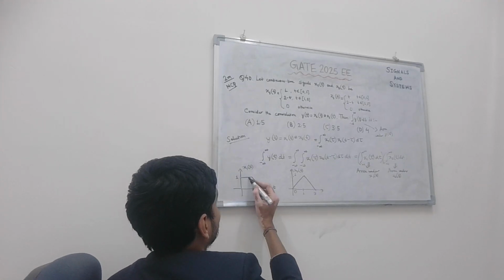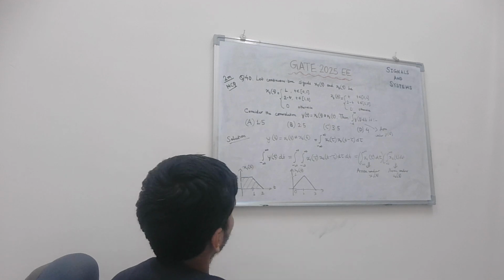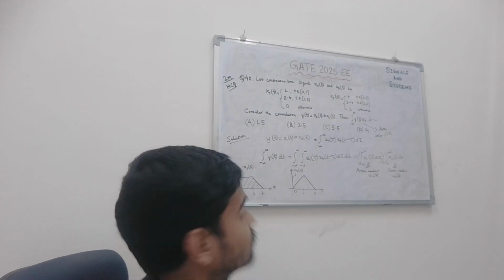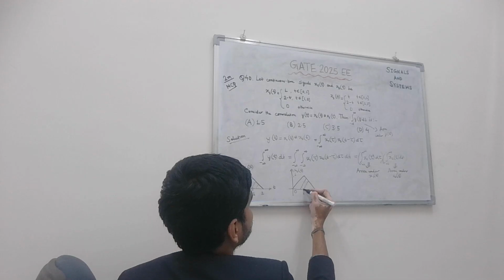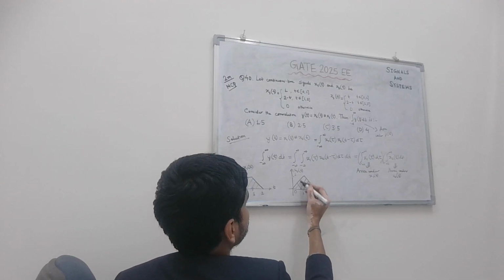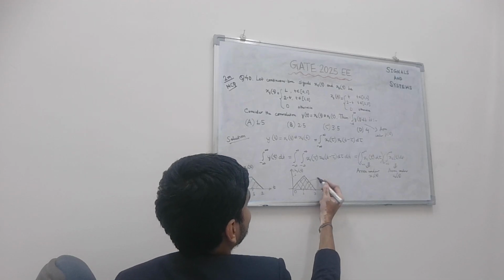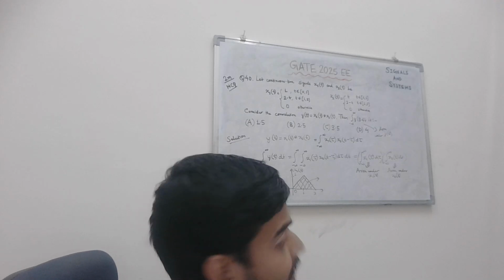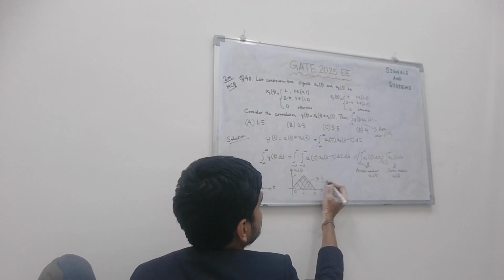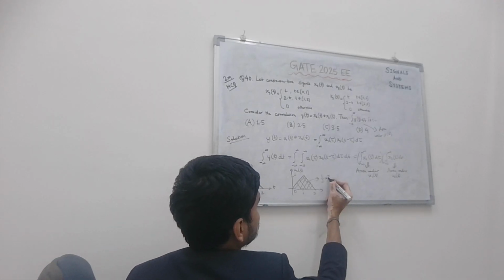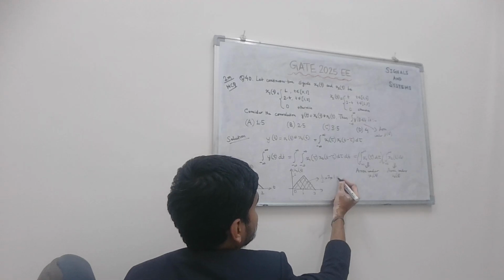Let's find the area. This is simply a trapezium. This is simply a triangle. This area will be what? Half into base into height. So half into base is 2, height is 1. So 1.